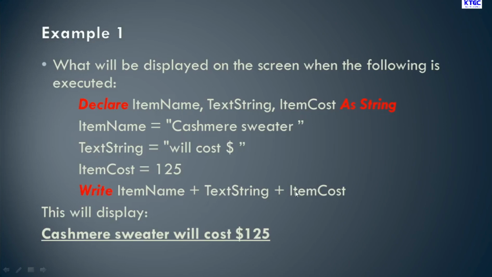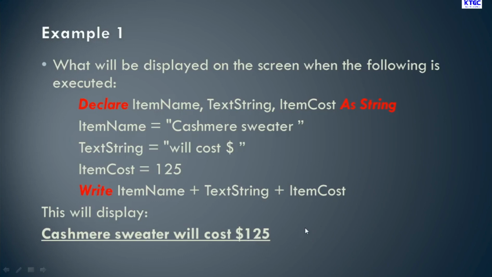So when we run this program, it will display what? Cashmere sweater, then plus text string. What is inside text string? Will cost, plus what? Item cost. What is inside item cost? That is 125. So this is what to display. It will display as what? Cashmere sweater will cost 125 US dollars.